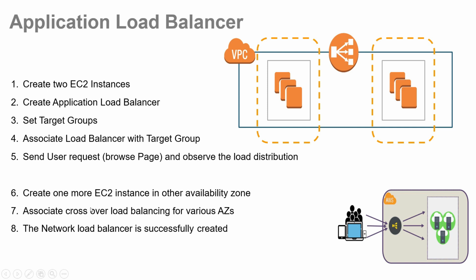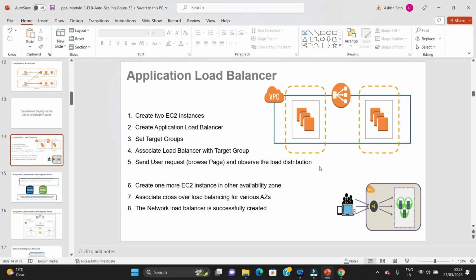Now we will demonstrate load balancing over multiple availability zones. So now I'm going to create another EC2 instance, but this instance will be in the other zone. This instance, as we have seen, is running, I think, in US East B zone. Now we'll create another instance which is in C zone. And then we will be using the same load balancer and distributing the load.